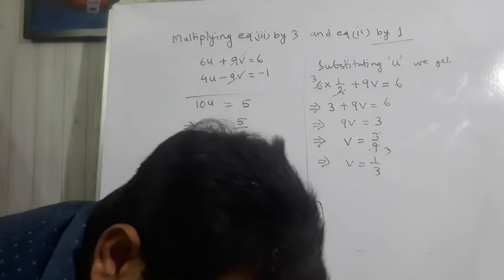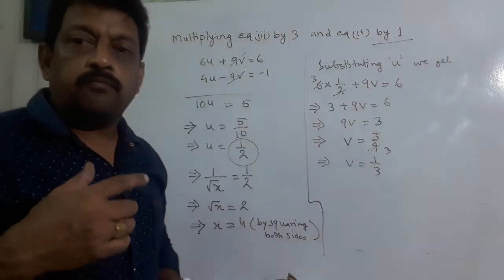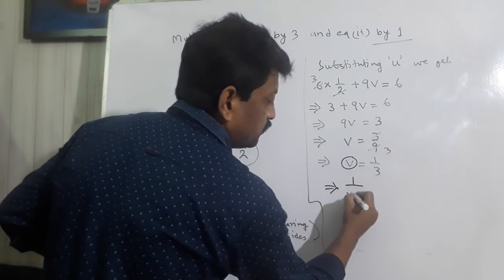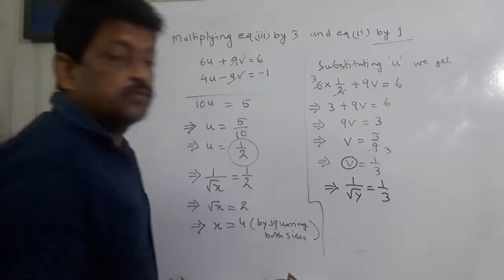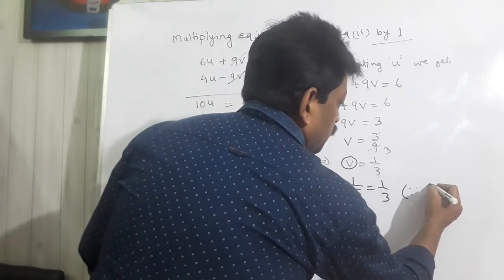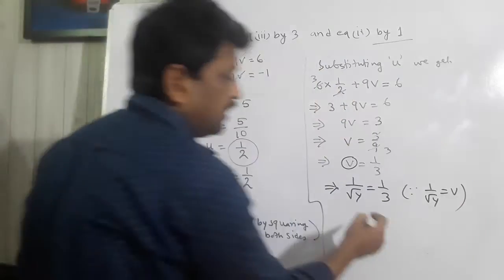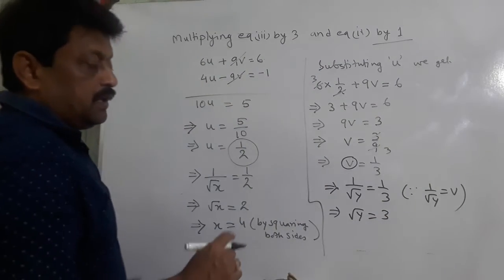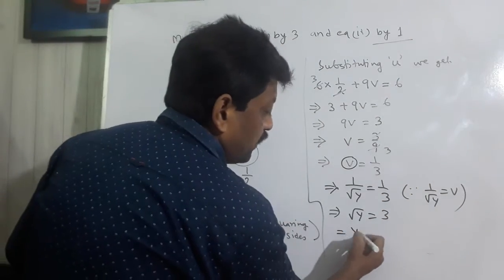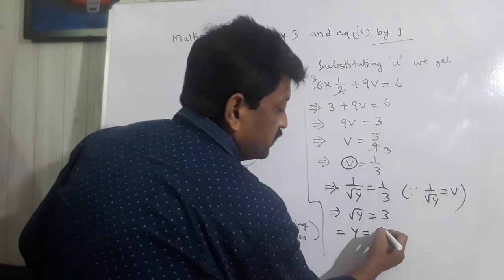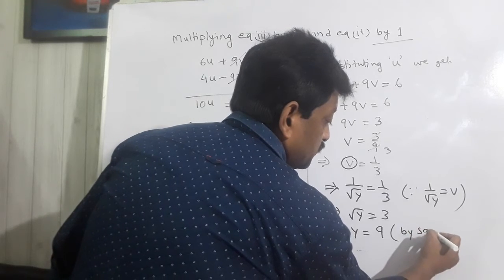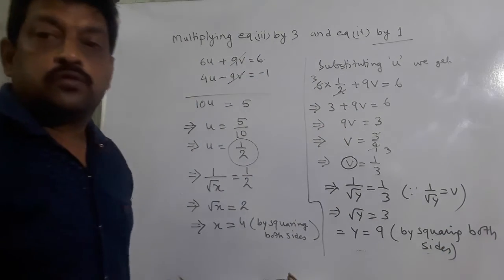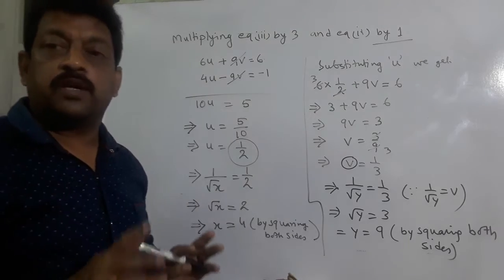Now if v is 1 upon 3, we have taken 1 upon root y as v. So in place of v, we can write 1 upon root y. Since 1 upon root y is equals to v, we have taken this. Now by reciprocal, this will become root y equals to 3, and then by squaring both sides, we will get y equals to 9, since the square of root y is y and the square of 3 is 9. So we have got the values of x and y both.